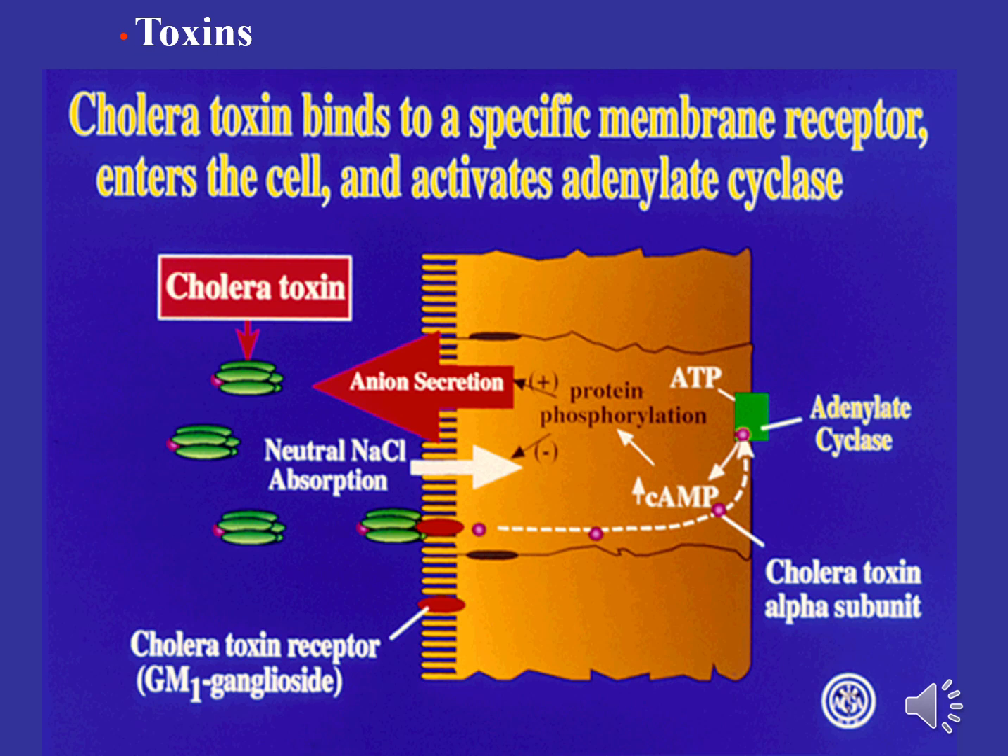This binding is an irreversible binding until the death of the cell, and normally the lifespan of the enterocyte is 5 to 7 days. This increase in cyclic AMP will lead to protein phosphorylation, causing opening of the chloride channels and subsequent chloride secretion from the enterocytes, and then water will follow chloride secretion. At the same time, there is some inhibition of the sodium hydrogen pump, leading to a decrease in neutral sodium chloride absorption.